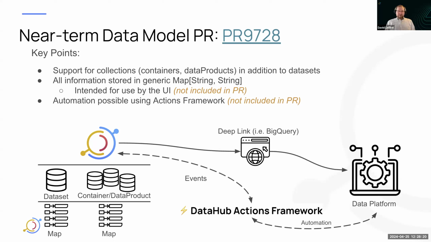The data modeling piece is storing a bunch of this information about the request status in a generic map of strings. And just calling back, this particular PR doesn't include the UI components. One of the ways that you might automate the provisioning would be to use the DataHub Actions framework. So you would respond to changes in this map structure, and then you would execute those provisioning steps within your data platform. In other cases, the UI can deep link into data platform systems that support it.